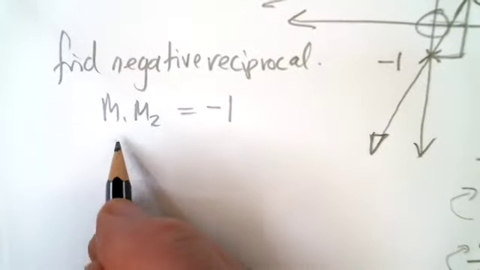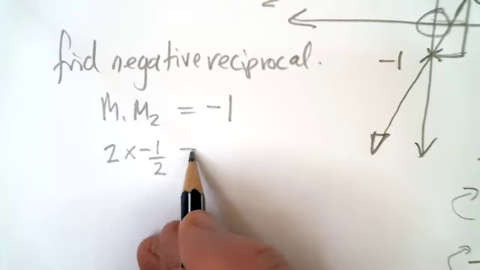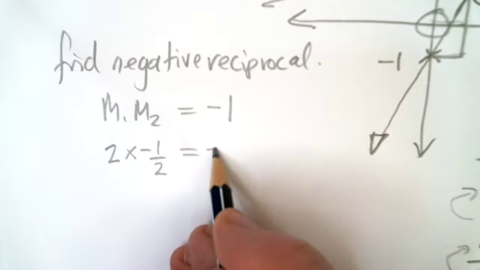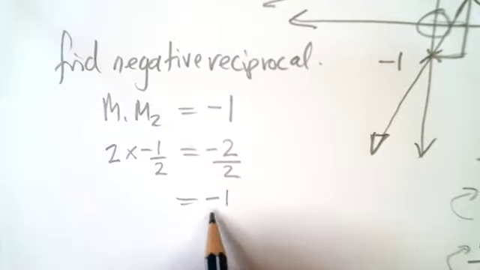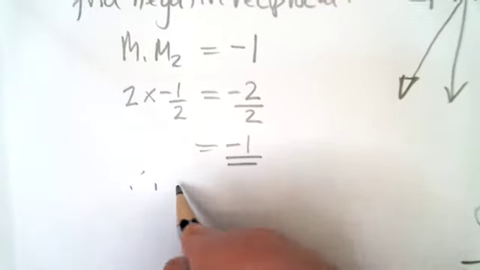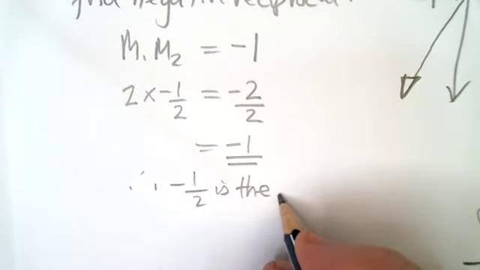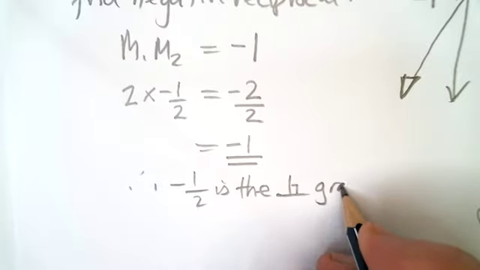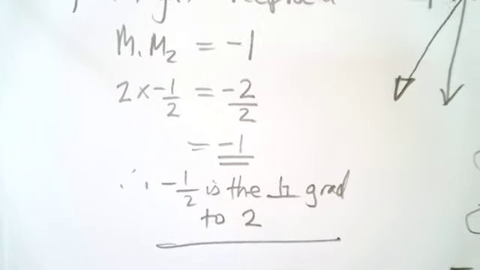Let's check that. So here's the original one, it's 2 times negative 1 over 2. Does that equal negative 1? Well, 2 times negative 1 is negative 2 over 2. Negative 2 over 2 is negative 1. Yes, therefore, you can say negative 1/2 is a perpendicular gradient to 2. And that's what we say. Let's find this though.